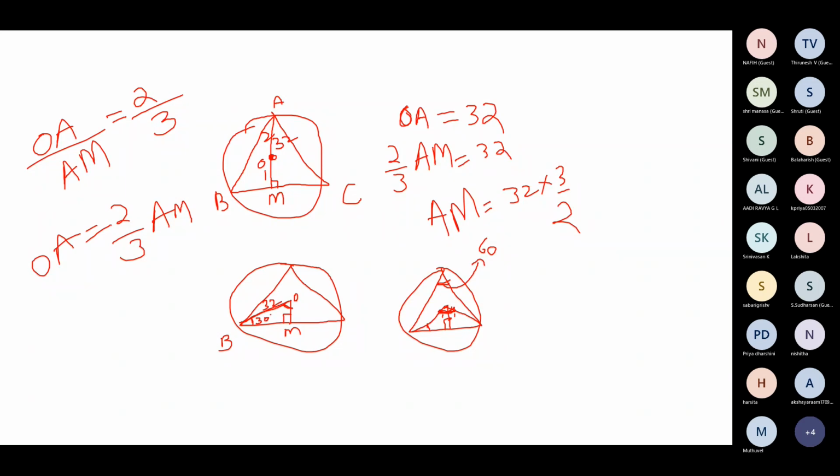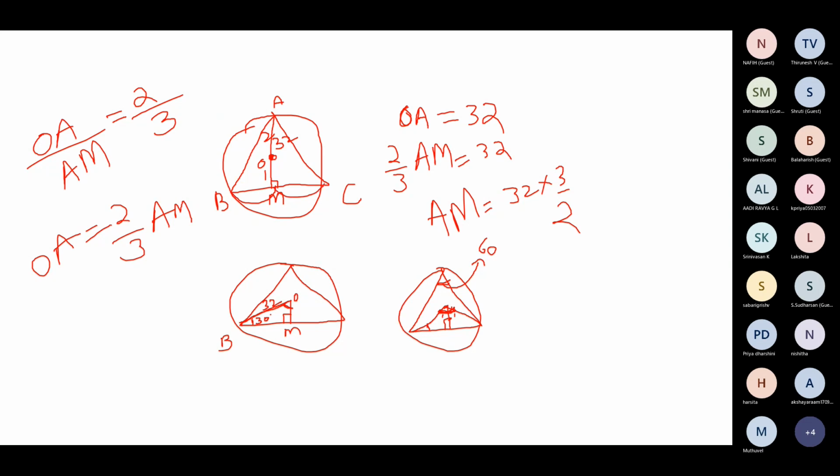What will you do after finding BM? Find OM, ma'am. What is the formula to find the altitude of an equilateral triangle? Root 3 by 2a. Root 3 by 2 into side. So you are interested in finding the side, right? After finding BM, won't you double it and get BC?